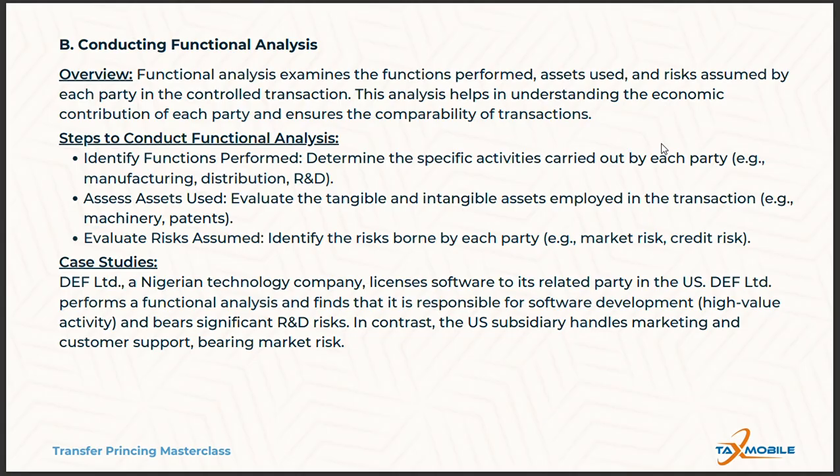So let me just read that again. A Nigerian manufacturing company sells its product to a related party in Europe. The functional analysis revealed that the company handles all production and bears the associated production risk. The European subsidiary, on the other hand, handles only distribution and customer support with minimal risk. So based on this functional split, the pricing must reflect the company's higher risk and asset utilization, ensuring its compensation aligns with the role. So the Nigerian manufacturer will get a higher compensation based on the role and the higher risk and asset utilization.